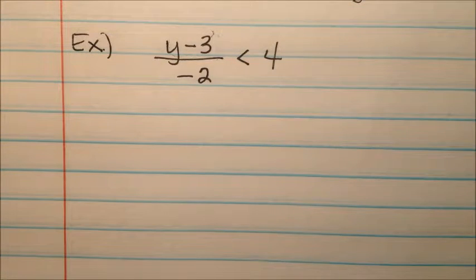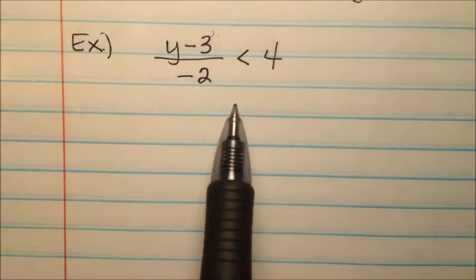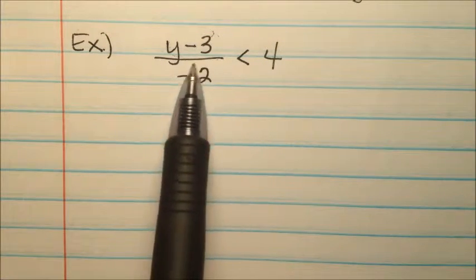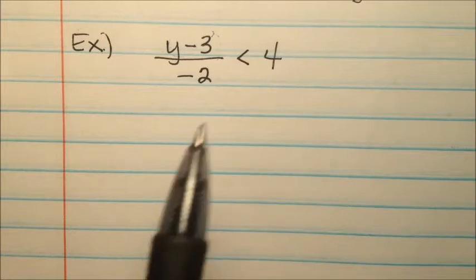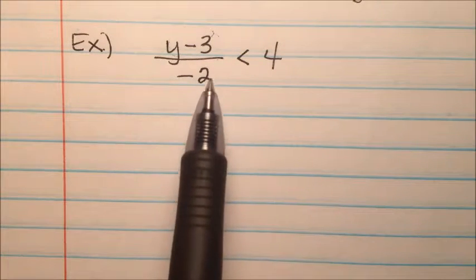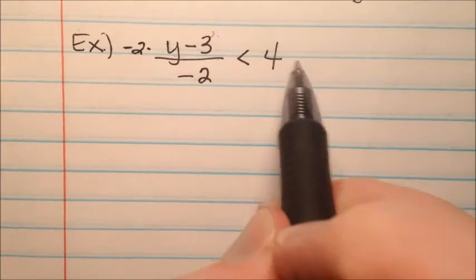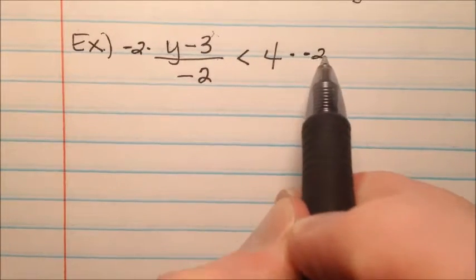So now let's go ahead and move on to inequalities. So I have a two-step inequality here. I have quantity y minus 3 being divided by negative 2, and that's less than 4. So the first thing I want to do, I see I have a fraction, so I want to get rid of that fraction. So I'm going to multiply both sides by a negative 2.